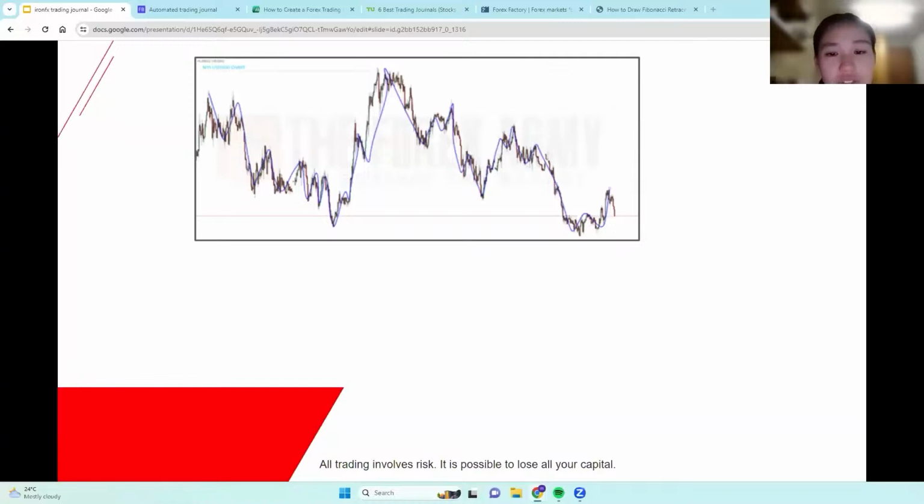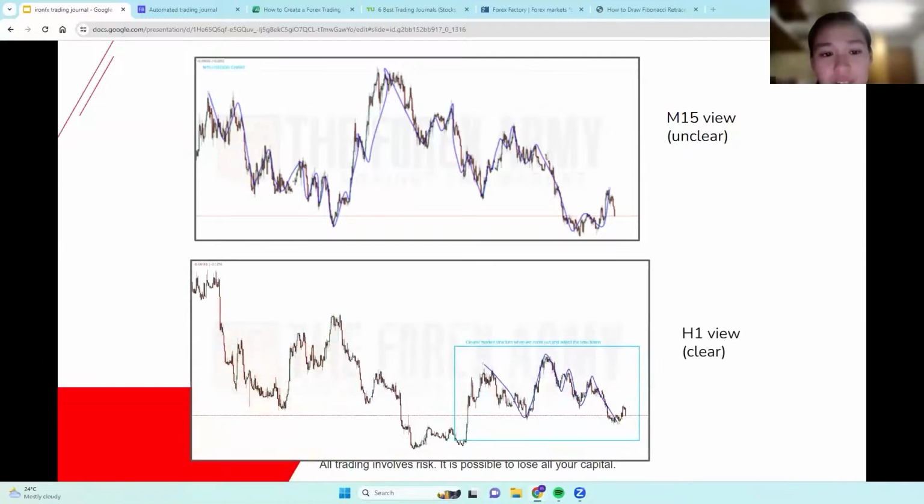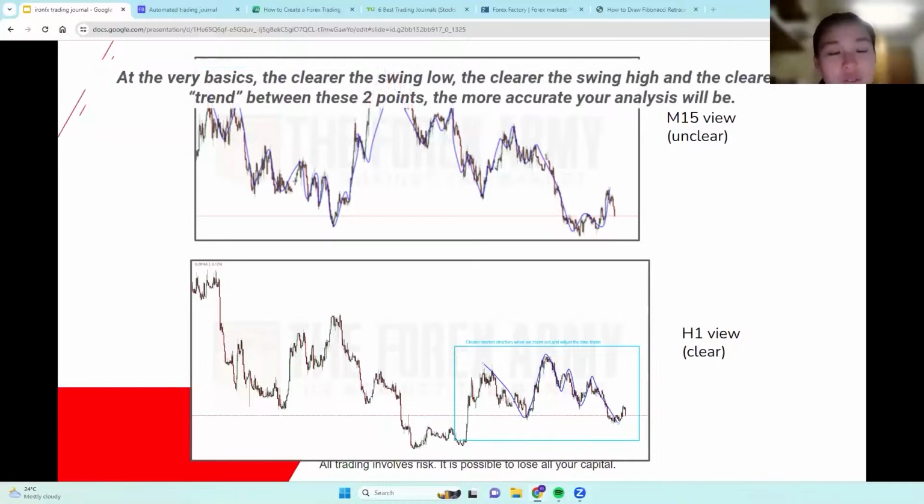Okay, and this is just to show you guys what an unclear market structure looks like on a 15-minute time frame. You can see it's pretty messy. There's no clear price movements. But when we change to 1 hour, you can see it's pretty clear. Okay, so yeah, this is just a rule of thumb to live by. So the clearer the swing low, the clearer the swing high, the clearer the trend between these 2 points, the more accurate your analysis will be.